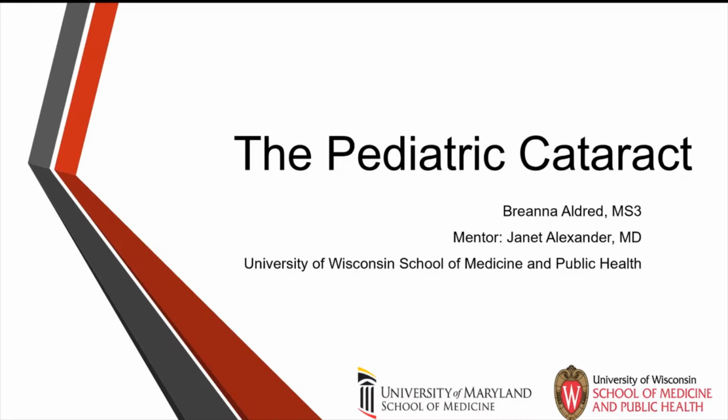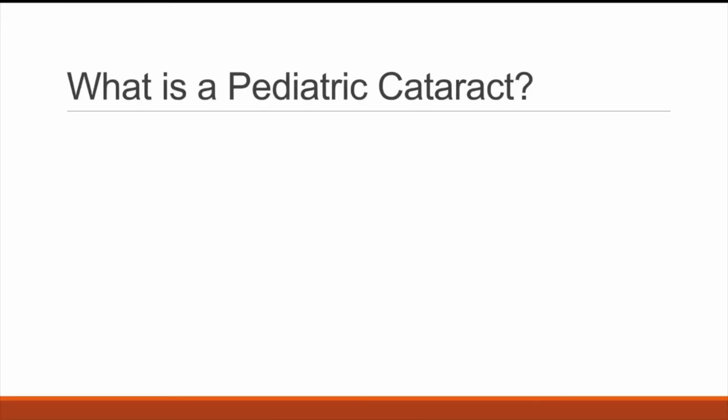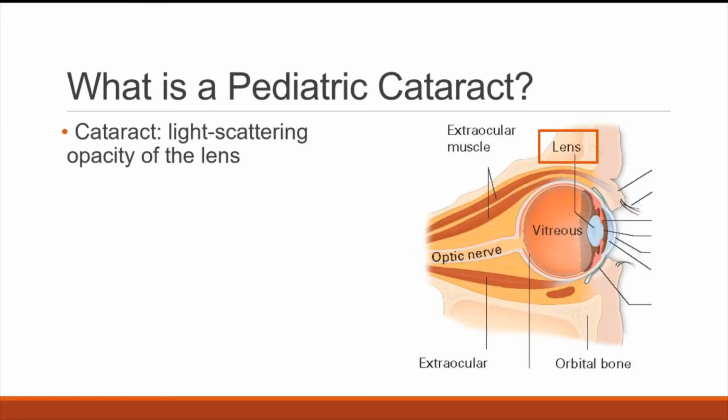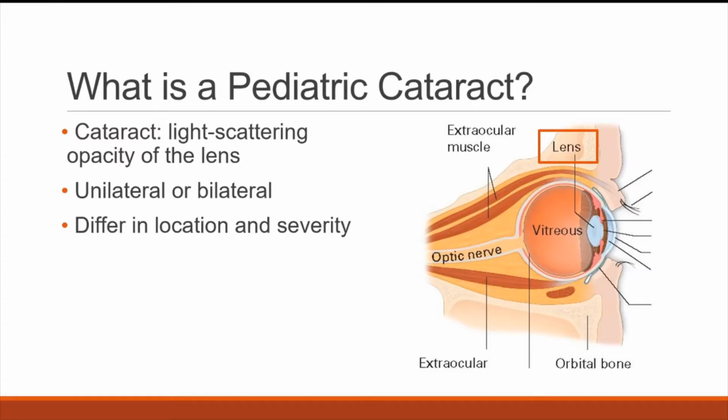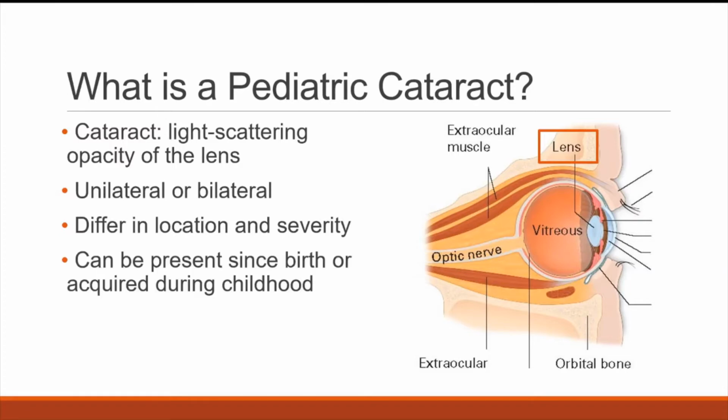This presentation will cover the pediatric cataract. First of all, what is a pediatric cataract? A cataract is any light-scattering opacity of the crystalline lens of the eye. They can be unilateral or bilateral, and they differ in location and severity. Pediatric cataracts can be present since birth or can be acquired during childhood.